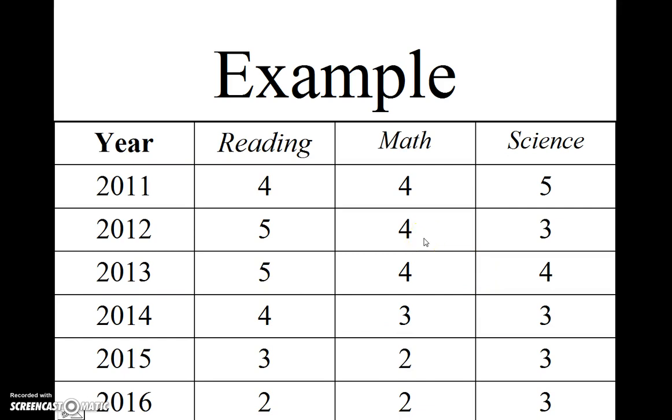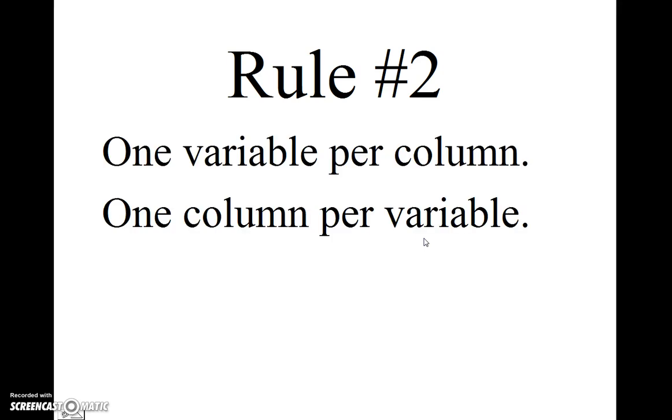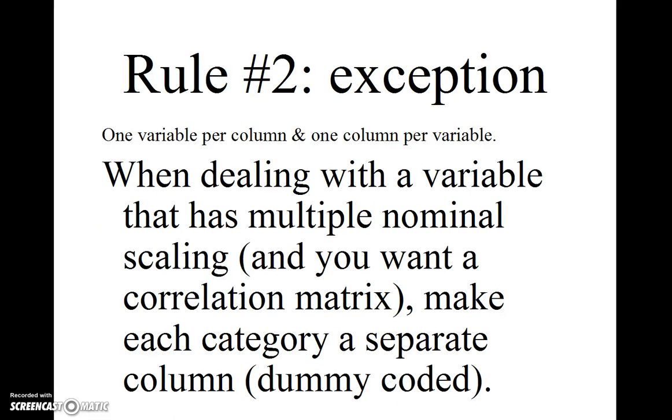Here we see that each row represents a different year, and the numbers over here represent the average scores for that particular year. Rule 2 says we should have one variable per column and one column per variable. Now there is an exception.